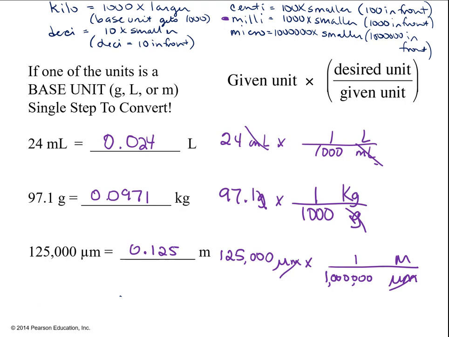So in all of these cases, one of my units is a base unit. And the first one, liters, is my base, is in there. Second one, grams, is in there. Third one, meters, is in there. So there's a base unit as one of my unit values in the problem. Then I only ever have to do a single step. I just have to make the relationship between what I'm given and what the desired unit is. They're always going to have an equivalent because the base unit is in one of them.